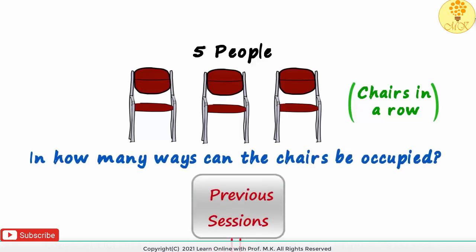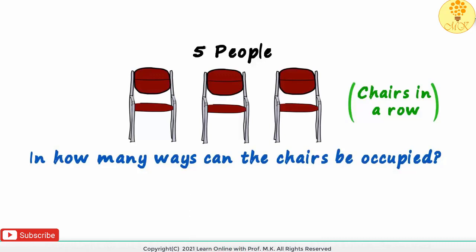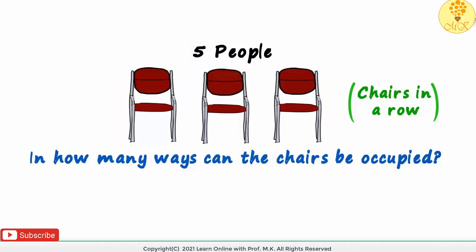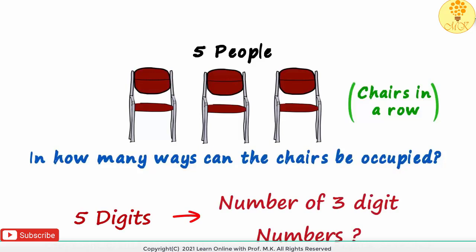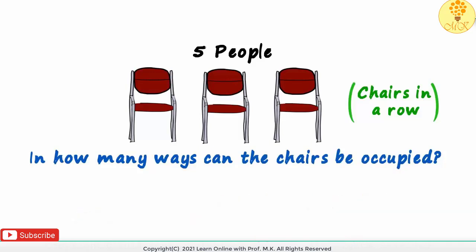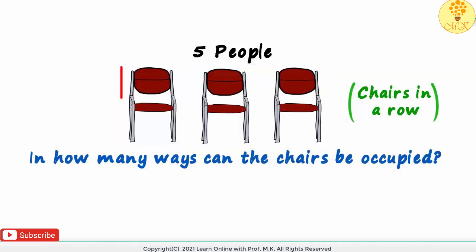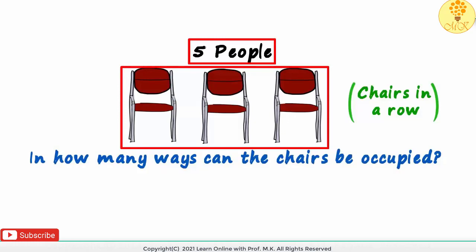Now if you've gone through our previous sessions on forming numbers, you should quickly realize that this problem is not too different. 5 people is analogous to 5 different digits, and 3 chairs are analogous to the 3 slots for the 3-digit number we had to form, correct? If you remember, we were given 5 digits and asked for the number of 3-digit numbers we can form. Here we have been given 5 people and have been asked for the number of ways in which we can arrange any 3 of them on these 3 chairs. It's exactly the same, just that they have used chairs and people instead of numbers and digits.